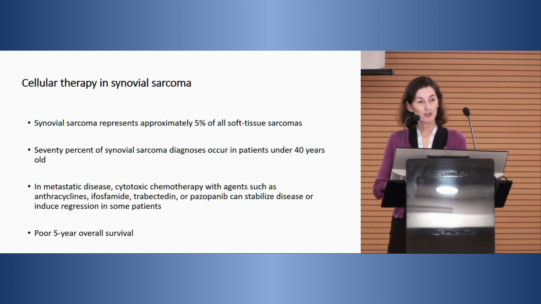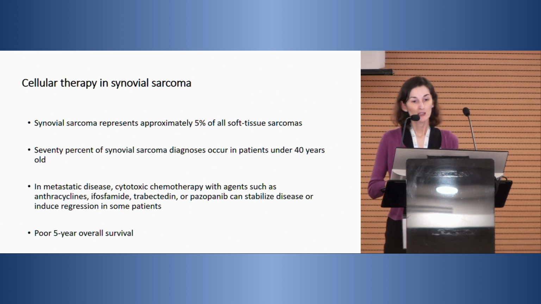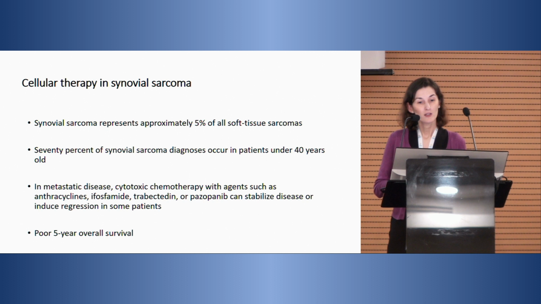So one of the interesting cell therapy trials has been in synovial sarcoma, which is an aggressive and rare type of sarcoma, which makes up about 5% of soft tissue sarcomas. It usually happens in patients under the age of 40 and is usually treated with standard chemotherapy agents that we use for sarcoma, such as ifosfamide and trabectedin, and unfortunately has a poor 5-year overall survival rate.